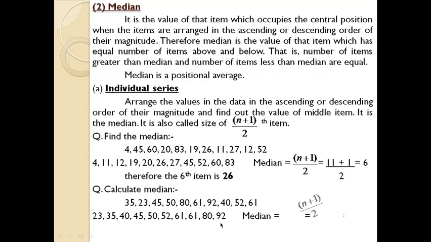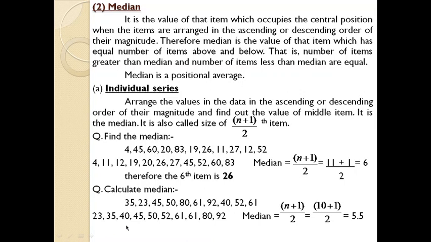So as usual, our main equation is (n+1)/2, and here n, if you go through the series, 1, 2, 3, 4, 5, 6, 7, 8, 9, 10. So n is 10. (10+1)/2, you will get 5.5. That is the 5.5th item. Can you identify the 5.5th item?